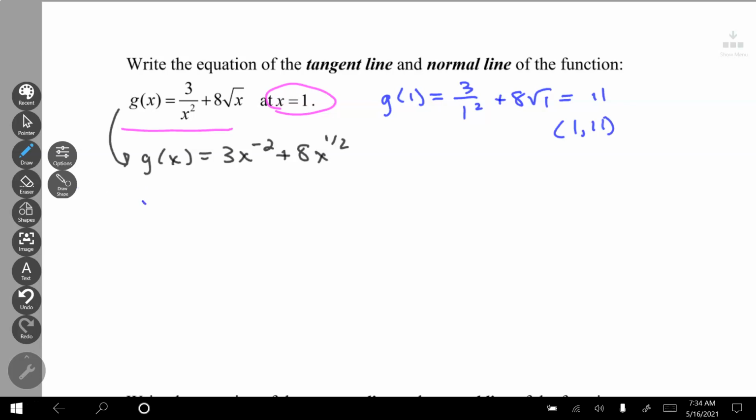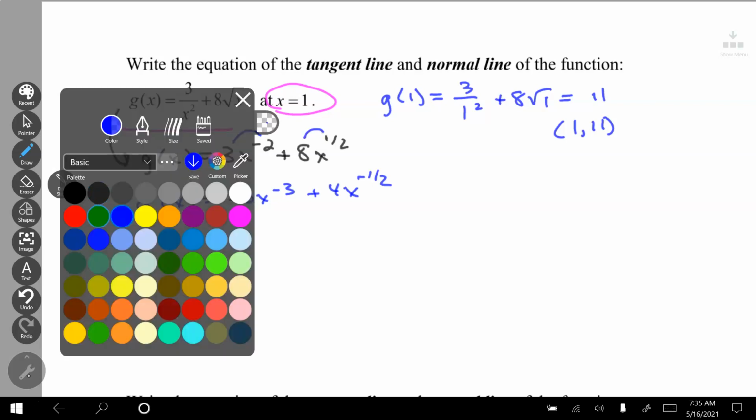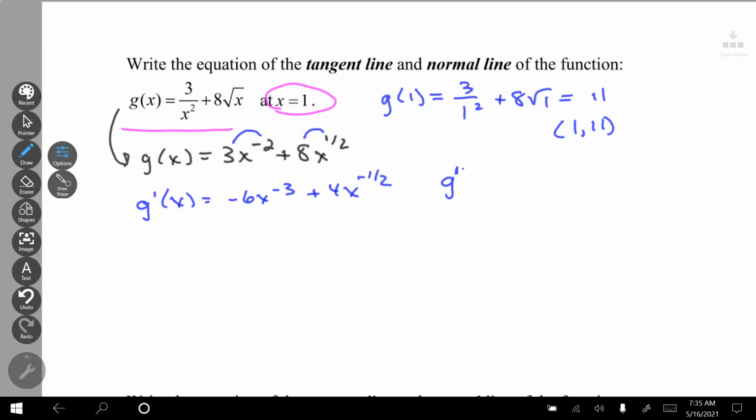So when I take this derivative, g prime of x is going to be negative 6x to the negative 3 plus 4x to the negative 1/2, using my rules of multiplying coefficient and exponent and subtracting 1 from the exponent. And now I have to do g prime of 1 by plugging 1 in here. And I made it really easy because 1 to any power is just 1. So g prime of 1 is going to be negative 6 plus 4, which is negative 2.